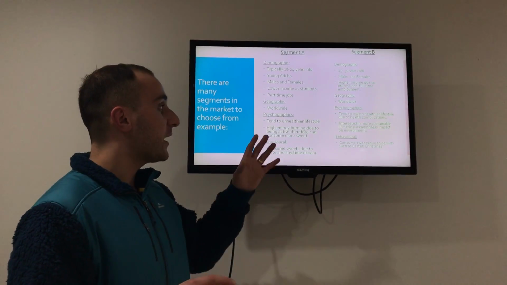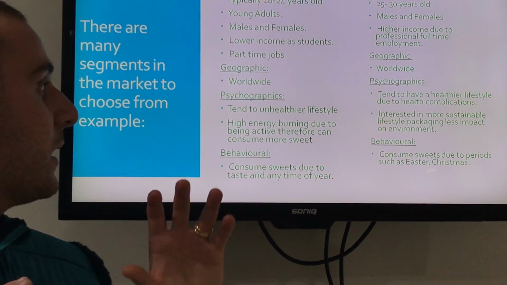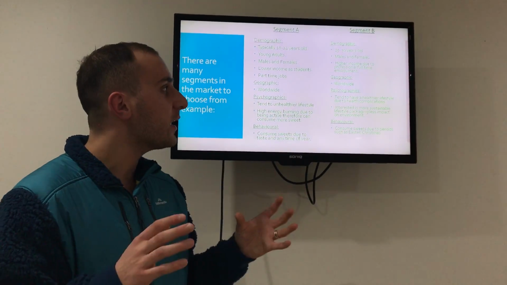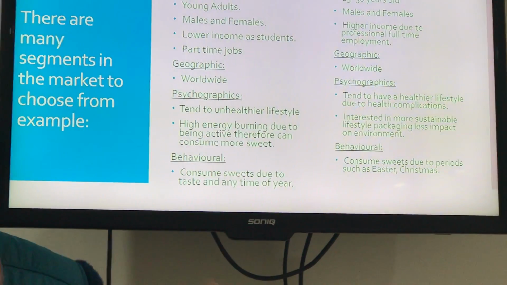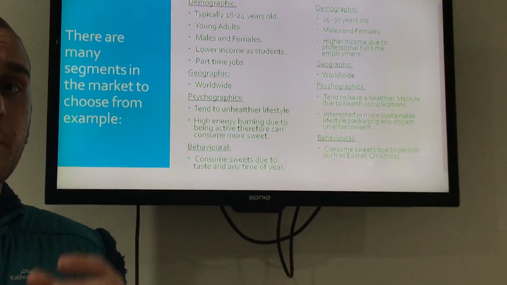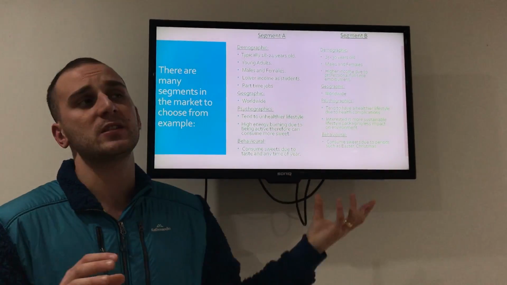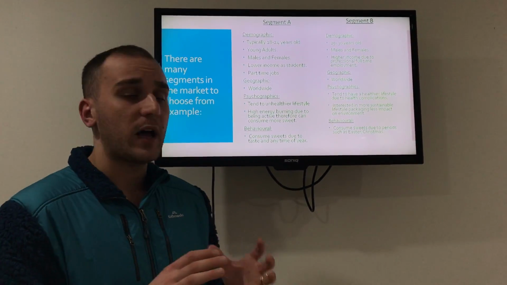Segment A tend to have a more unhealthy lifestyle, and they're high energy burning due to being active, so they don't really care about what they eat. Segment B, they're a bit healthier. As they're getting older, they don't want to get diseases such as diabetes and heart disease, and they're interested in more sustainable lifestyles. That includes less packaging, that sort of stuff.